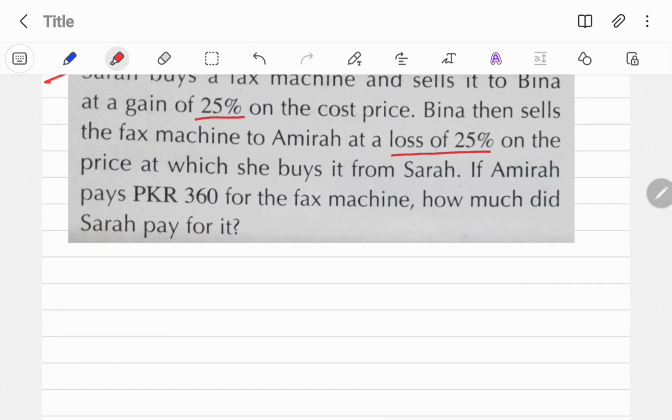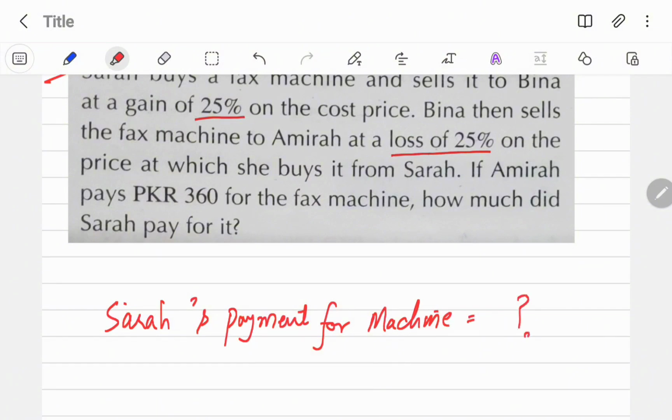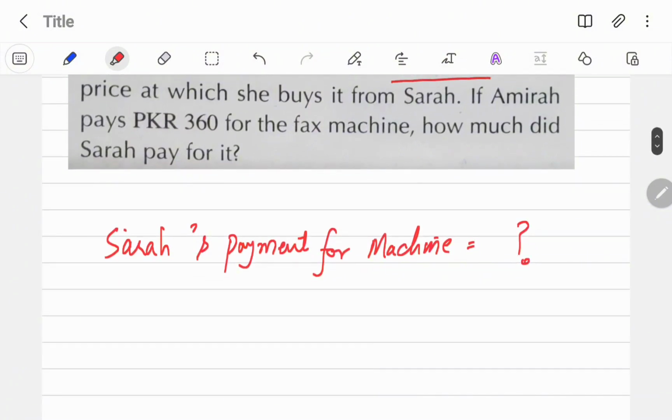हमने इसका जो फाइंड आउट करना है वो कॉस्ट, Sara's payment for machine. हमें जो इसकी अमीरा की कॉस्ट प्राइस है, अमीरा ने पे की है, वो गिवन है। Amira paid, that is 360 PKR.